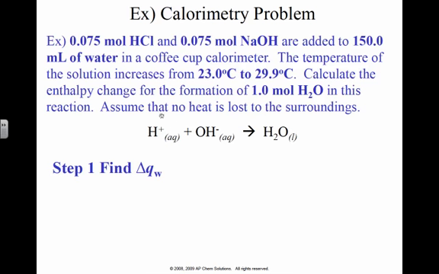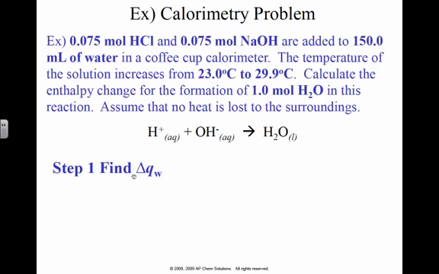Okay. So if I take 0.075 moles of HCl and 0.075 moles of sodium hydroxide and I add them to 150 milliliters, which is the same thing as 150 grams of water, in a coffee cup calorimeter, the temperature of the solution increases from 23 to 29.9 degrees Celsius. Calculate the enthalpy change for the formation of 1 mole of water. Assume that no heat is lost to the surroundings.